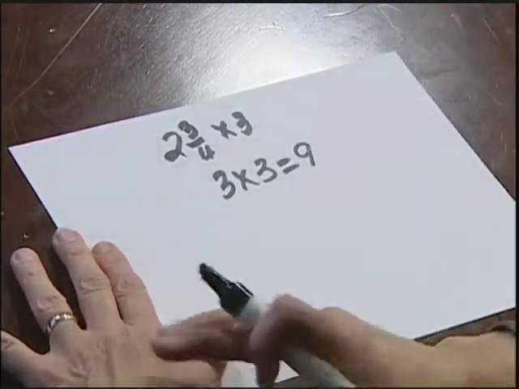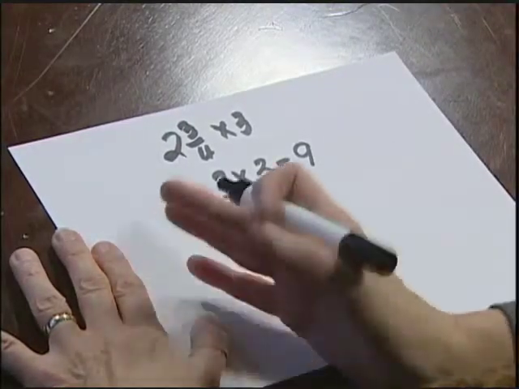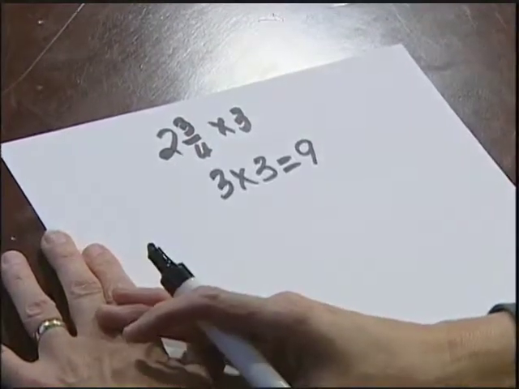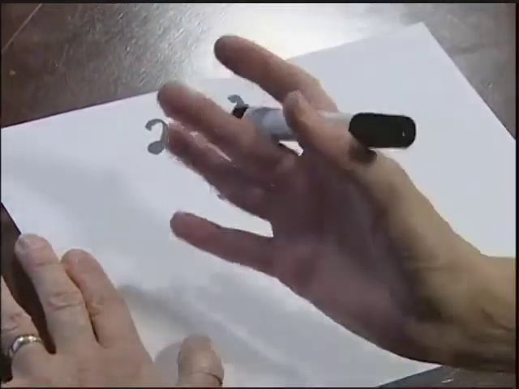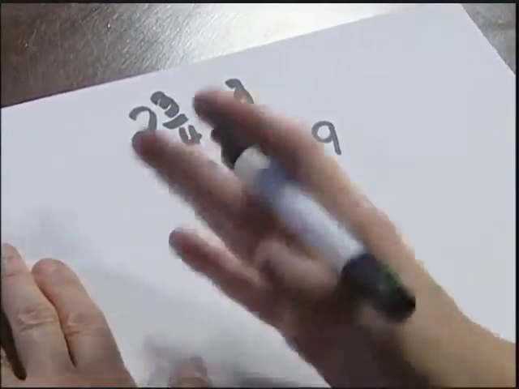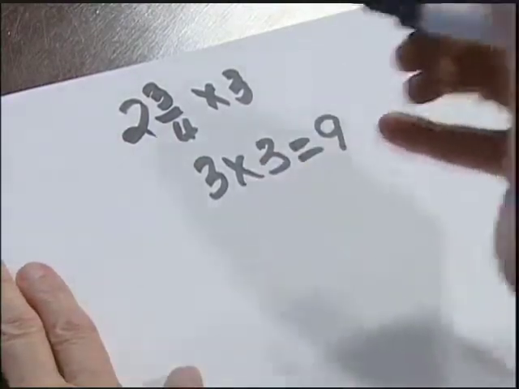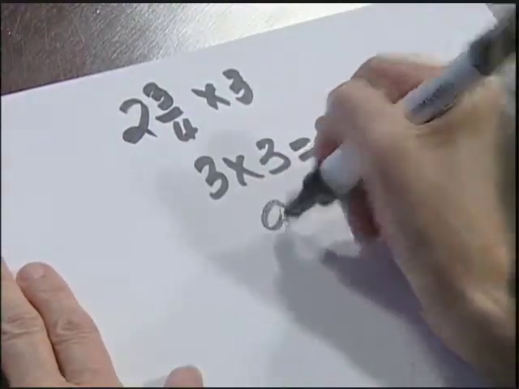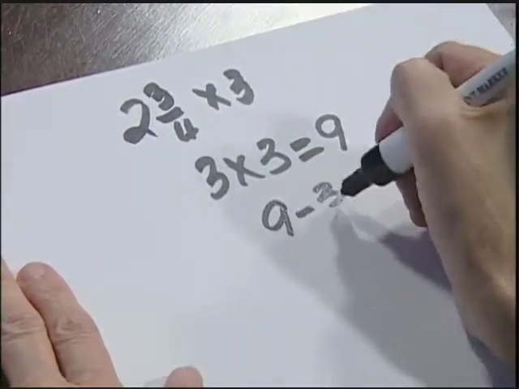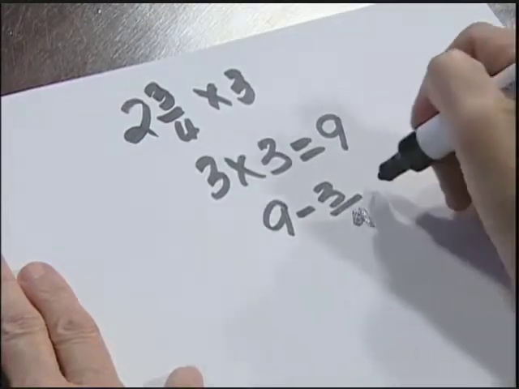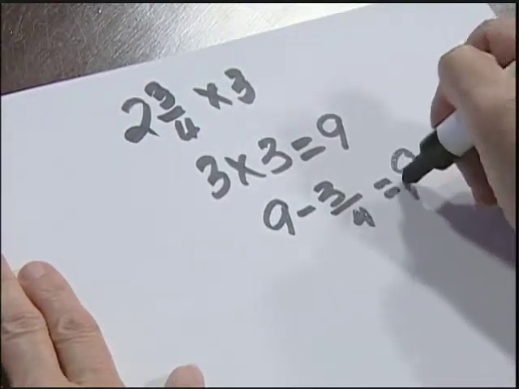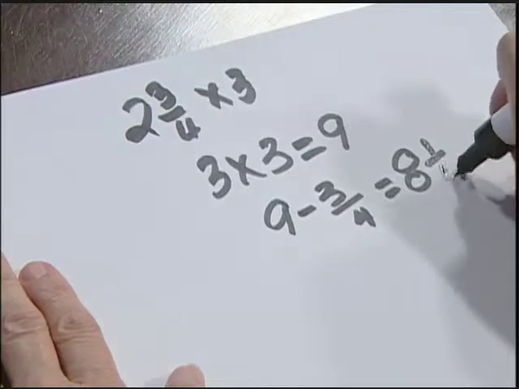And know the answer at the most is going to be 9, but they have to compensate for the amount they added on, which was a 1/4 for each of the three groups they have. So they're going to have to subtract off a total of 3/4. So 9 and take off the 3/4 is going to give us 8 1/4.